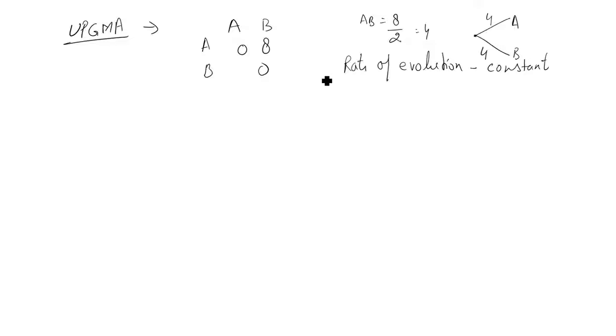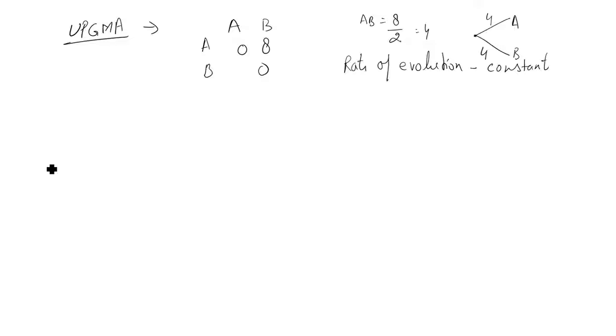While in the Fitch-Margoliash method, it is not. The Fitch-Margoliash method says the rate of evolution is not constant. The length of this branch, branch A, may vary from branch B. There is a chance that A is 3 and B is 5, or A is 2 and B is 6. It can be anything, meaning the branch lengths of A and B can be different. So that is the basic difference between the UPGMA method and the Fitch-Margoliash method.